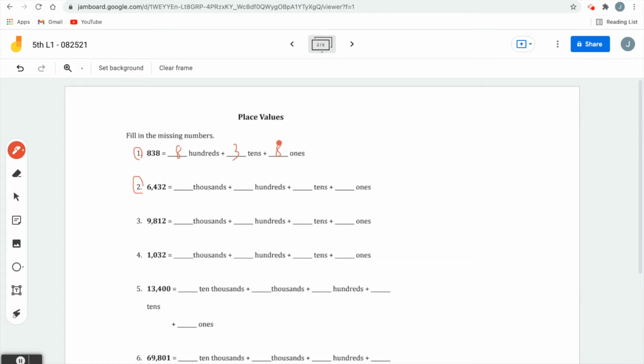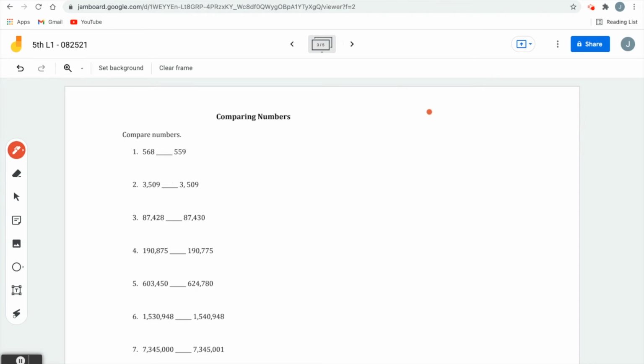Let's look at question number 2. We have 6,432. For thousands, we have 6,000, so I'm going to write 6. For hundreds, we have 400, so let's write 4. For tens, we have 30, so I'm going to write 3 here. And then for ones, we have 2, so I'm going to write 2 here. And this is going to be the final answer. Okay, let's move on to the next topic.